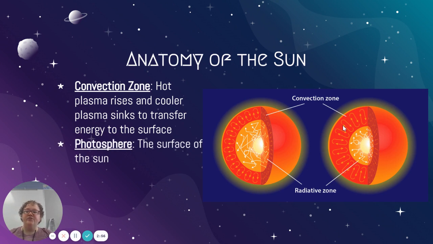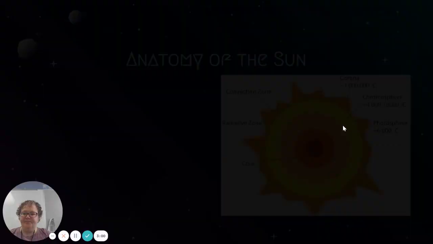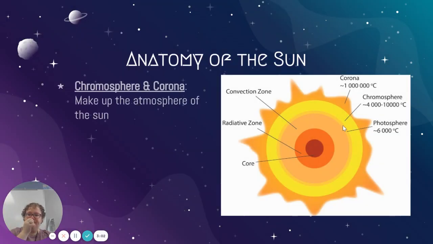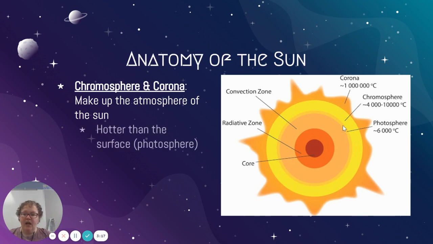Next out, we have the photosphere. The photosphere is just the surface of the sun, that very outside layer. It's after the convection zone. From there, we have the atmosphere of the sun, so to speak. So we have the chromosphere and the corona, which is the atmosphere on the outside.